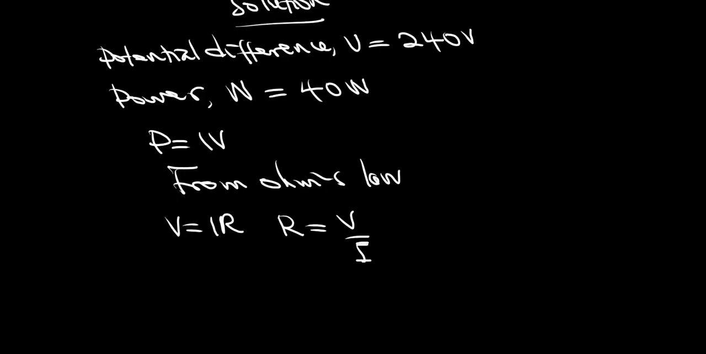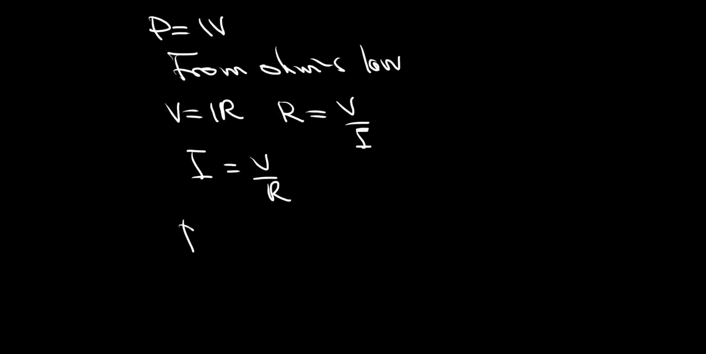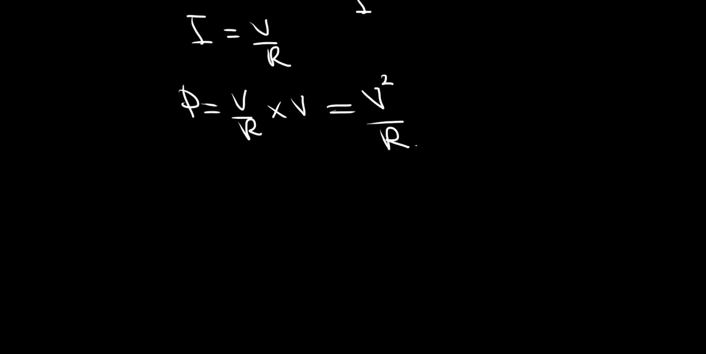And since we have I, I also is equal to V over R. So substituting that into the power equation, we say P is equal to I, which is V over R, then times V, and that will give us V square over R. Okay. So now from here, what is our R?